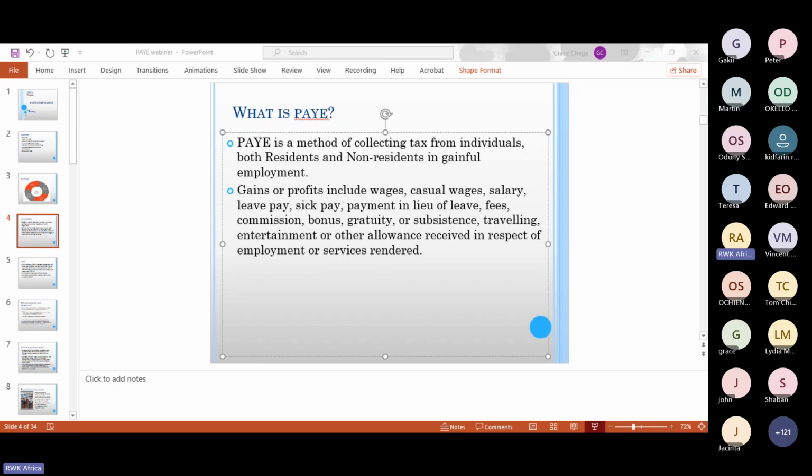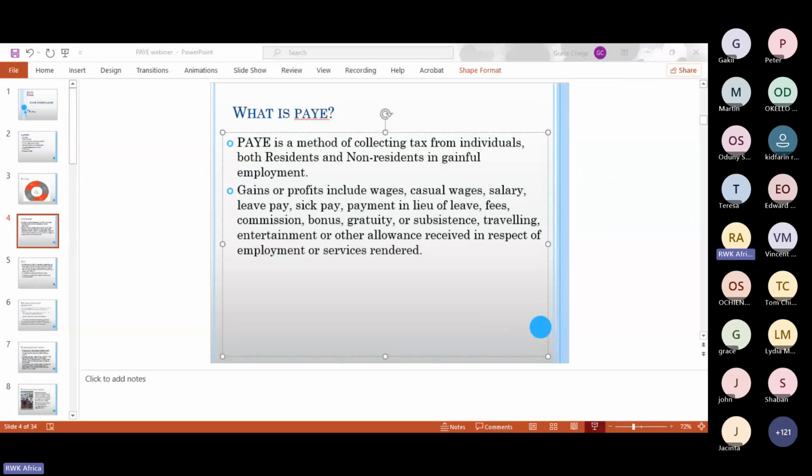Cash payments include wages, salary, the leave pays, fees, commission, bonuses, gratuity, allowances, directors' fees, overtime, pension, entertainment, and any other payments that have been received. Also, any excess mileage reimbursements to employees based on rates that are higher than those provided for by the Automobile Association of Kenya will be taxable on the employee effective 1st July 2023. Again, this came with the Finance Act 2023.